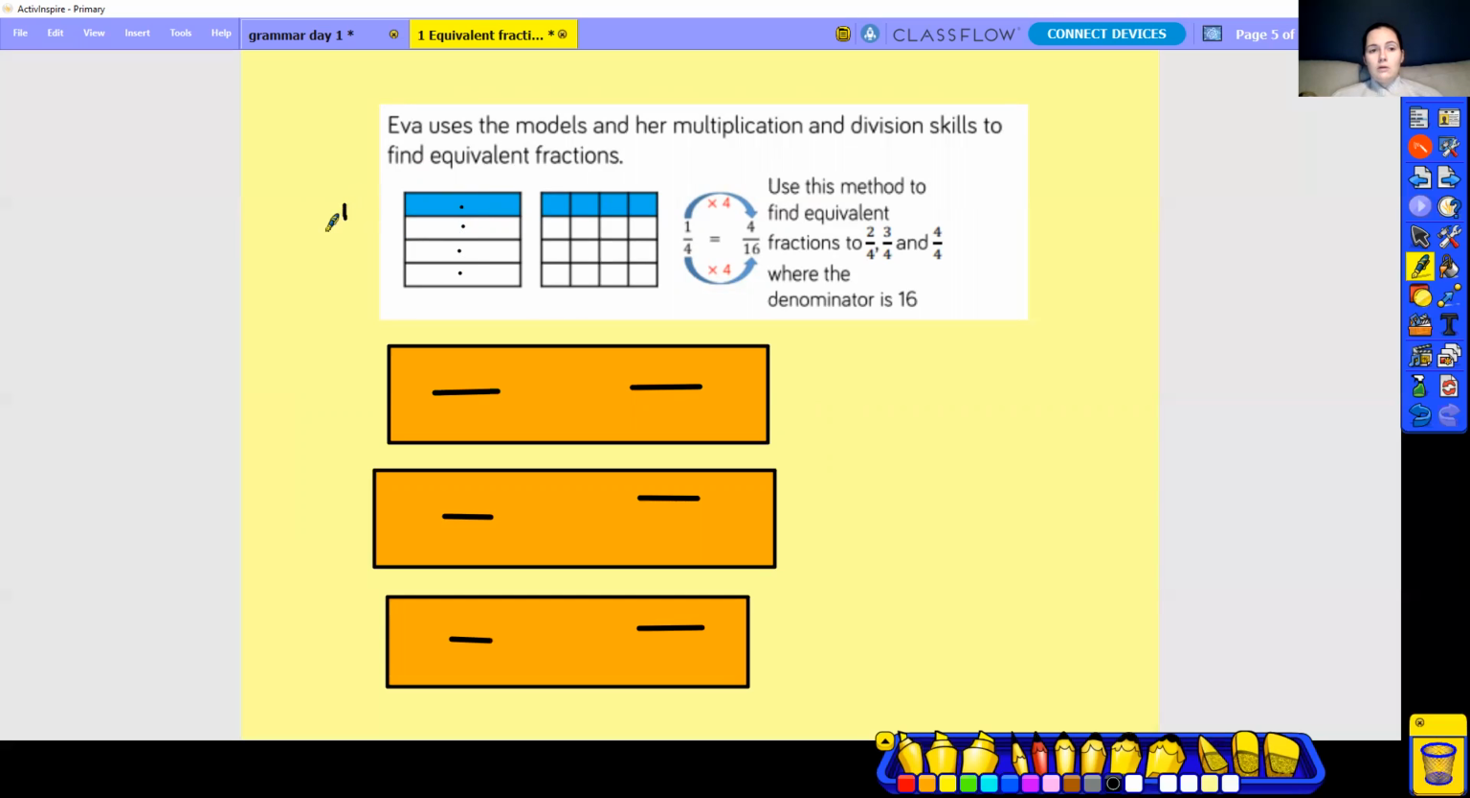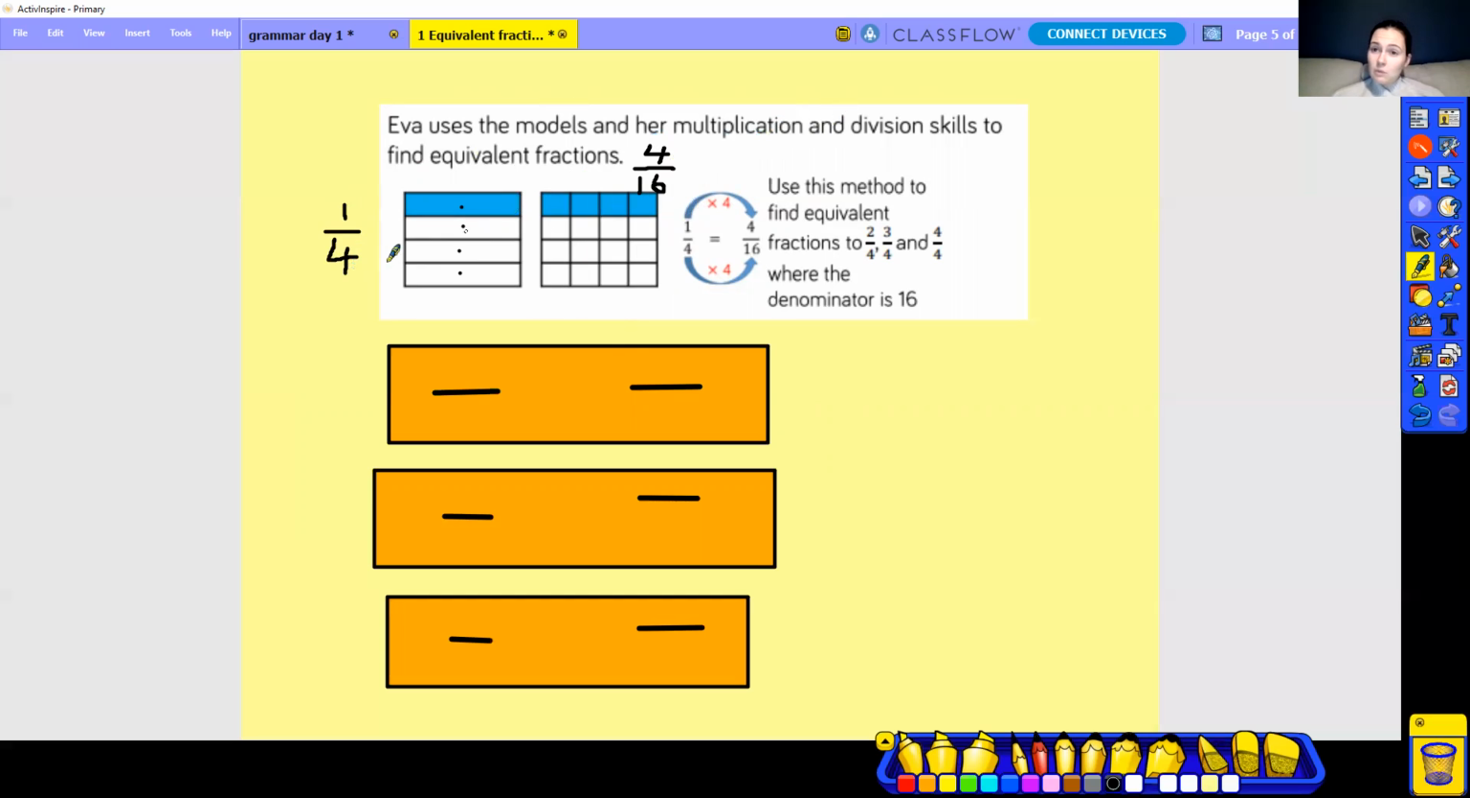So she's got 1/4 here. And then on this one, she's got 1, 2, 3, 4 out of 4, 8, 12, 16. So she's got 4 out of 16. I think I'm getting better at writing on the board though. So you've got 1/4 and 4/16. So she's using this method here.